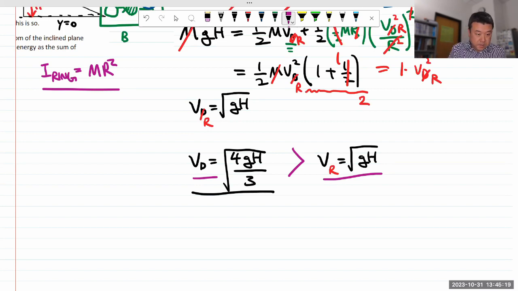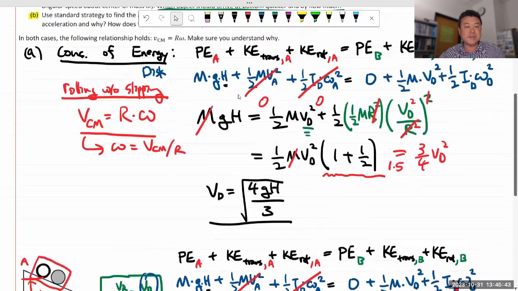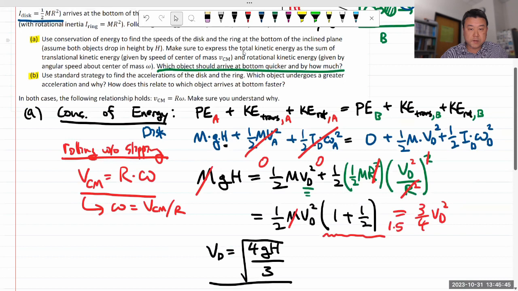So as you are thinking through this, you are comparing two objects, both of them start at speed 0 at the top, and at the bottom, they have two different final speeds. If the question had asked which one has higher final speed and what is it, then we'd be done. Unfortunately, what the question asks is this. Which object, let me just copy and paste that in.